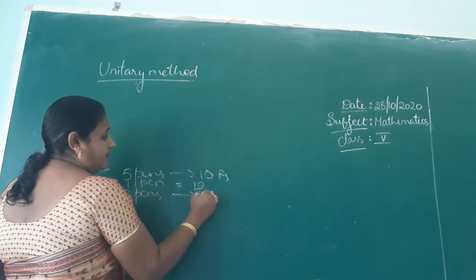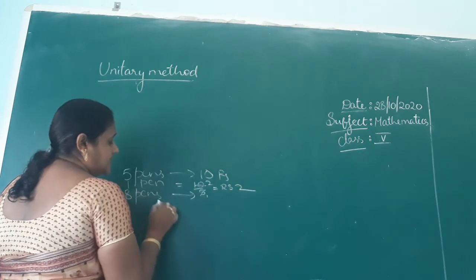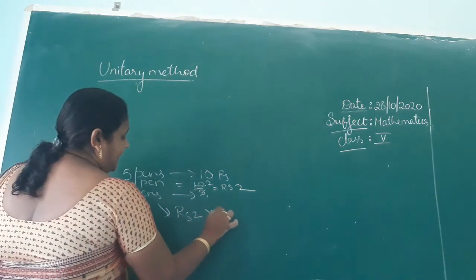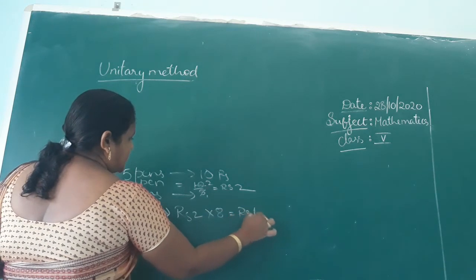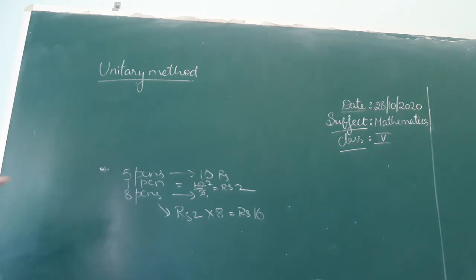10 rupees divided by 5. 5 twos are 10. So each pen costs 2 rupees. Now you can say the cost of 8 pens: 2 rupees into 8. 8 twos are 16 rupees, the cost of 8 pens. Like that you can say. So first we find the cost of one article and then the cost of many articles. This method is called the unitary method.